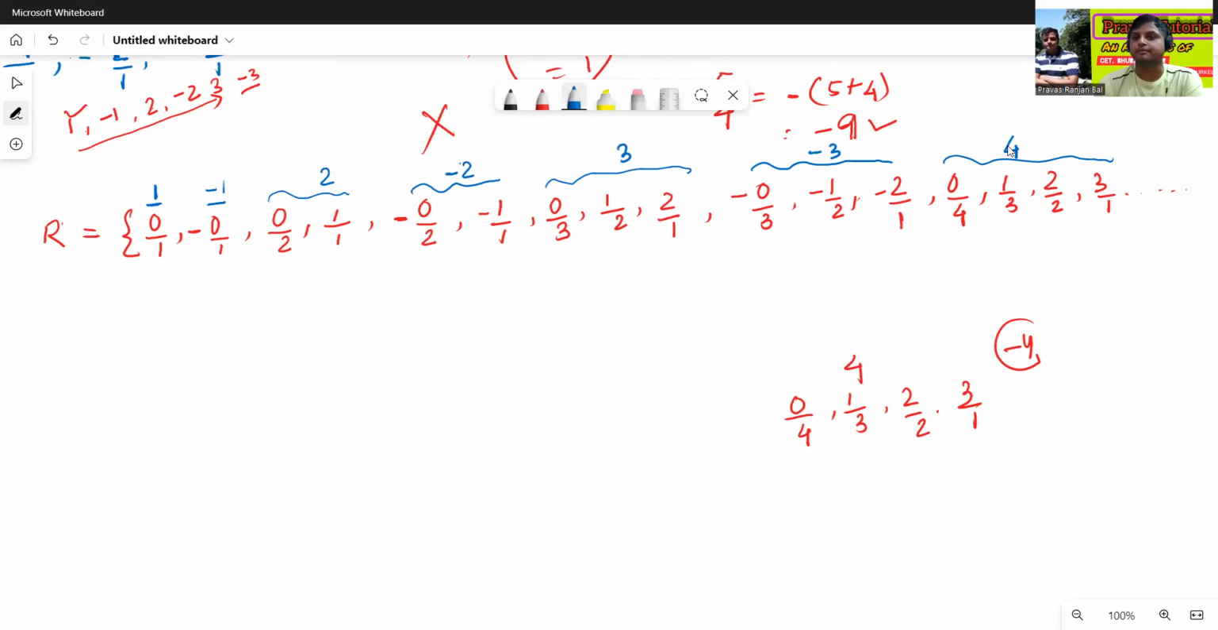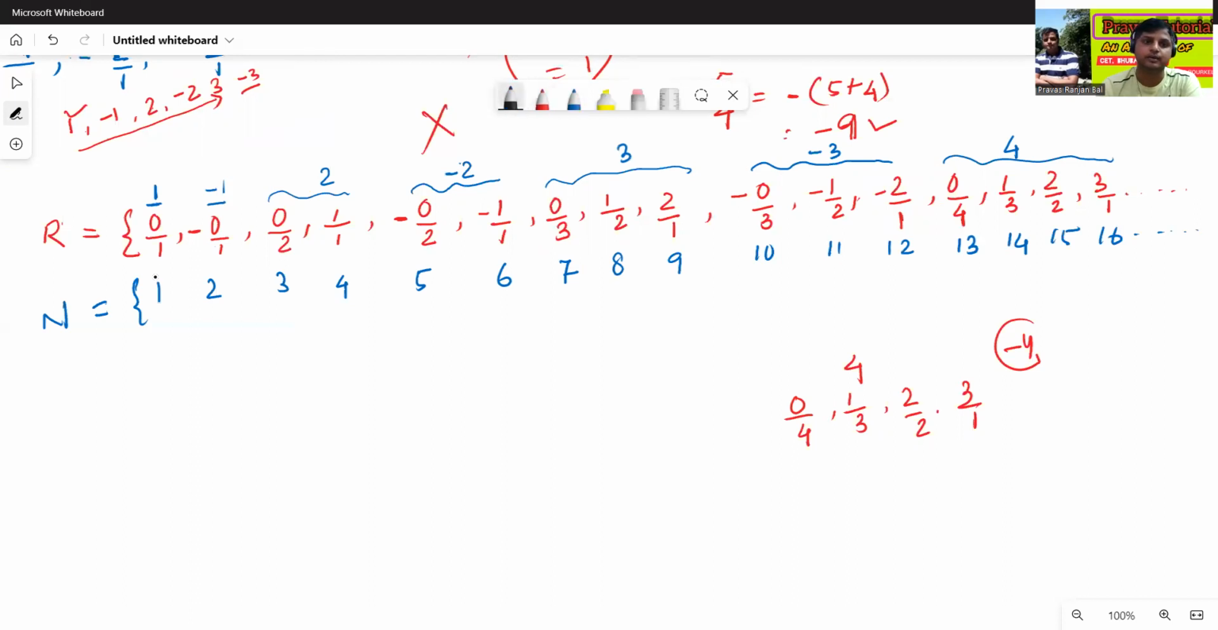Now we'll try to map these with the natural numbers, N. This value is 1, this is 2, 3, 4, 5, 6, 7, 8, 9, 10, 11, 12, 13, 14, 15, 16, and so on. 0 by 1 maps with 1, minus 0 by 1 maps with 2, 0 by 2 maps with 3. In this way, we can map with the natural numbers.